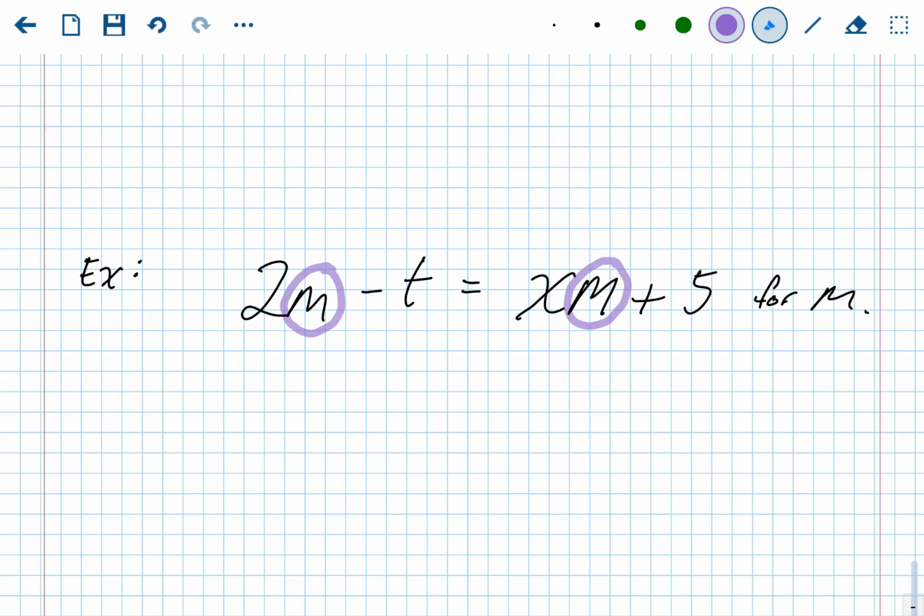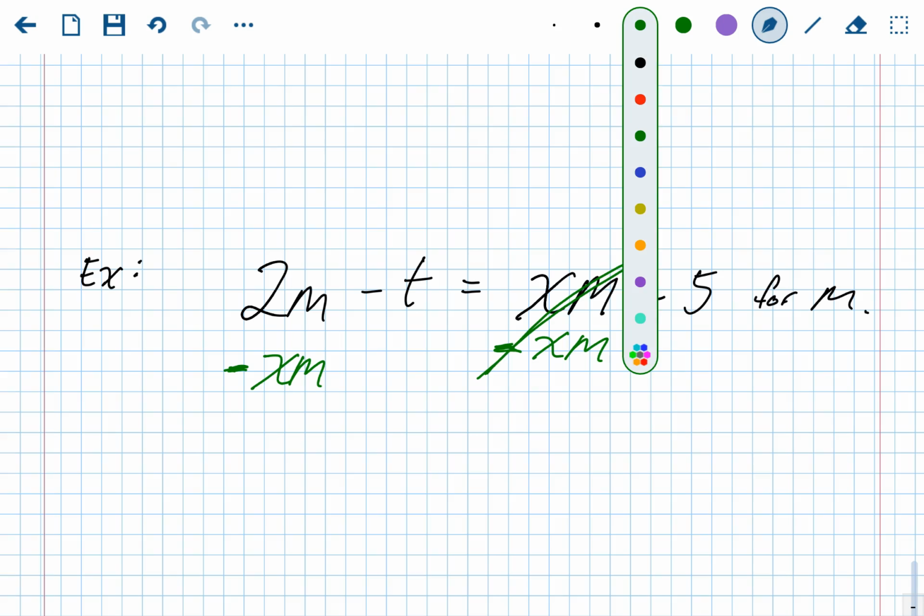So any term with an m, I'm going to move to the left side. Any term that doesn't have an m is going to the right side. First up, let's move our m term. We have an xm on the right, so I'm going to subtract the entire term over to the left. That goes away. This minus t doesn't have an m, so I need to move it to the other side.